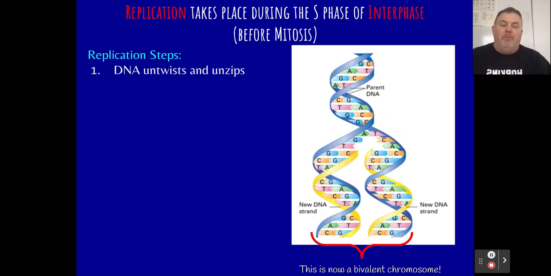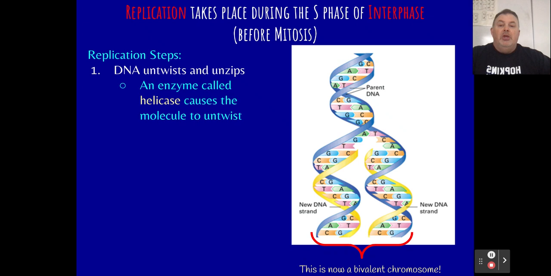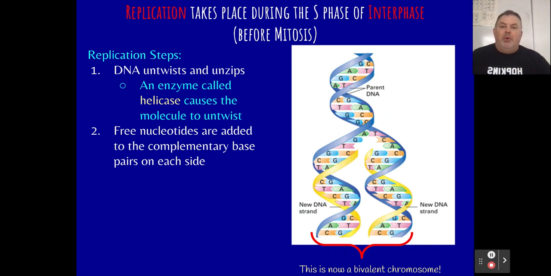Again, this is found in 12.2 of your textbooks. The first step is where the DNA unravels and unzips. It's a helical structure, and when it unravels and unzips, it exposes areas of the DNA. An enzyme does this, and this enzyme is called DNA helicase. Again, it's very similar to the structure of DNA, a helical structure. One of the functions of DNA helicase is to unravel, unzip, or untwist.